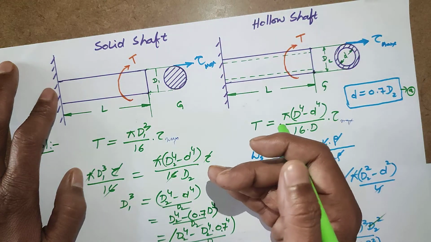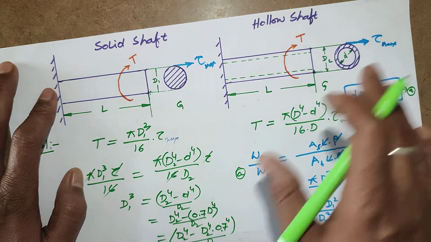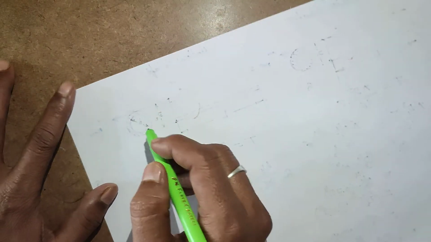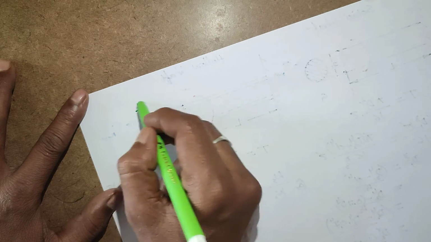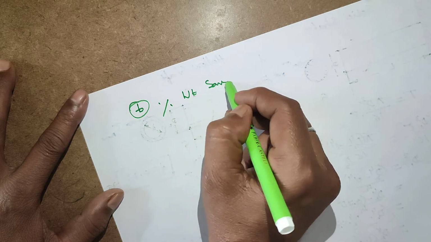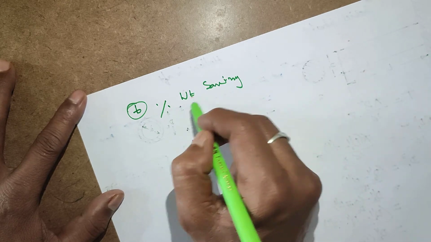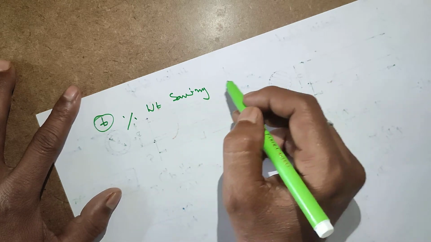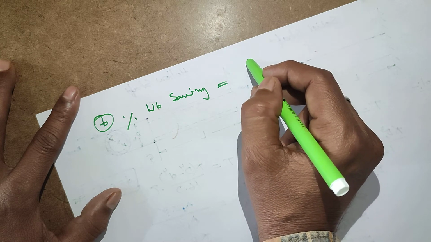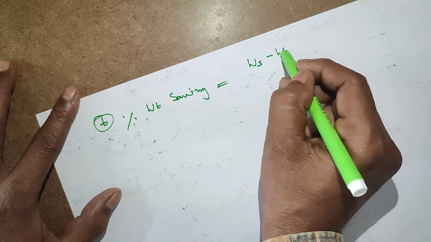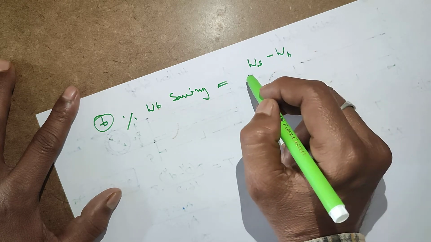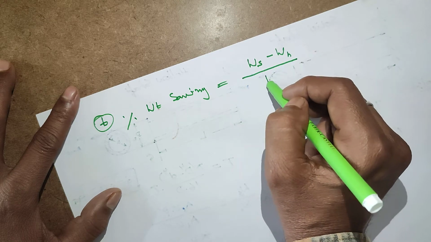Now another question may be asked in many competitive examinations and regular examinations: what is the percentage of weight saving by using a hollow shaft instead of a solid shaft? So how can you solve this? That is the comparison, the difference between the weight of the solid shaft and the weight of the hollow shaft, the material saved, divided by the weight of the solid shaft.